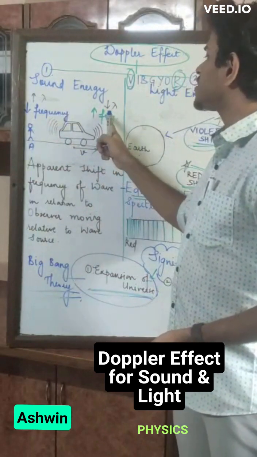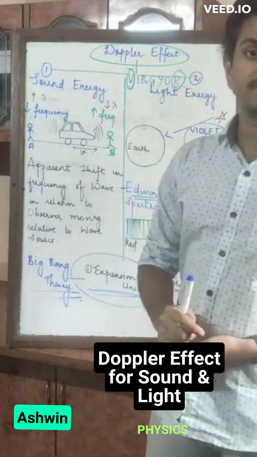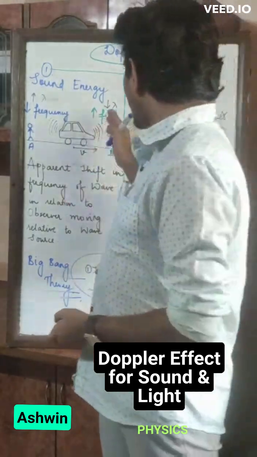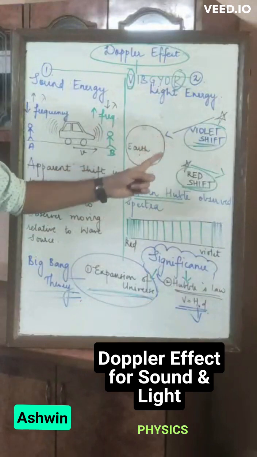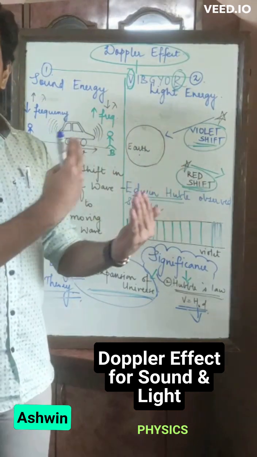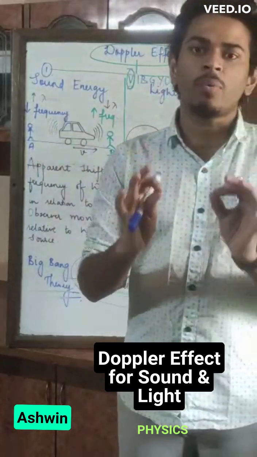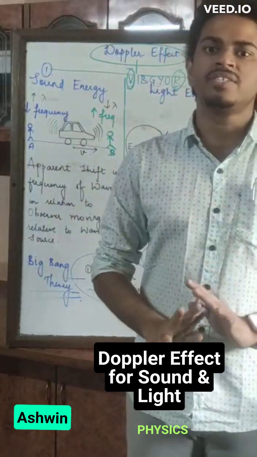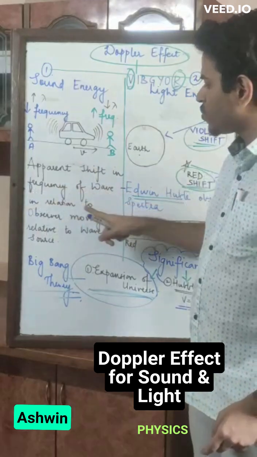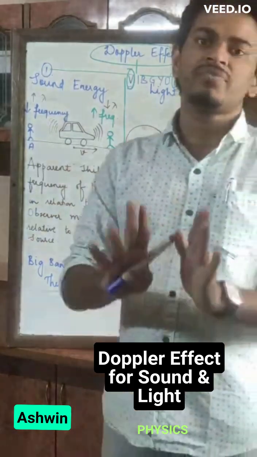Now, since the frequency is more in the case of observer B, the wavelength will be less, right? Because frequency and wavelength are inversely related. So that is why there is lower wavelength and high frequency for observer B, and high wavelength and low frequency for observer A. This shift in perceiving the sound energy by the two observers is called the Doppler effect for sound. Got it? So, the definition is the apparent shift in the frequency of a wave in relation to an observer moving relative to the wave source. This is called Doppler shift for sound.